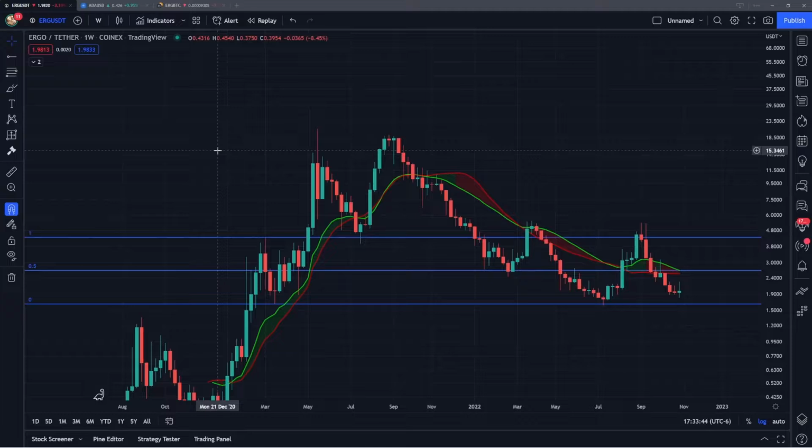So first, I do want to talk about these moving averages here. The red one is the 20-week simple moving average, and then the green one is the 21-week exponential moving average. We talked about these two moving averages in the last video, and what we discussed was how this has been a very key level throughout this bear market.